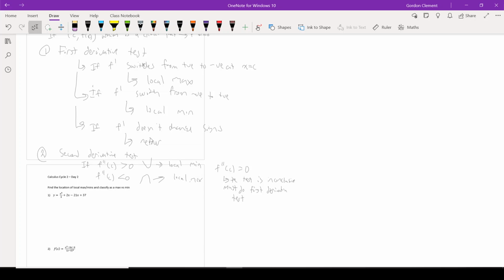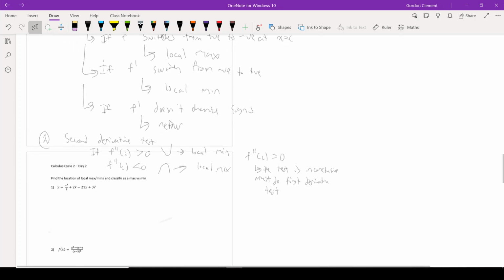So I pretty much only do the second derivative test if it's going to be really, really quick to check. And if it's going to be more work to check, then I just default to the first derivative test. That's my personal preference. You can decide in each case.